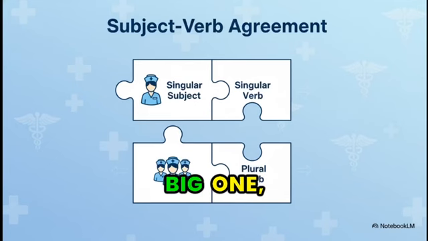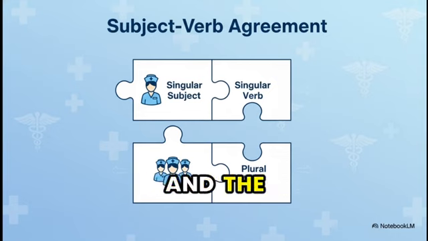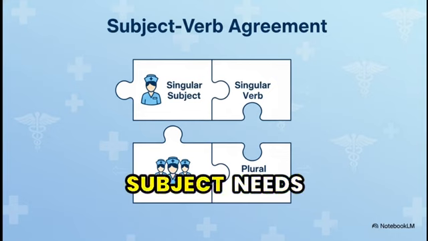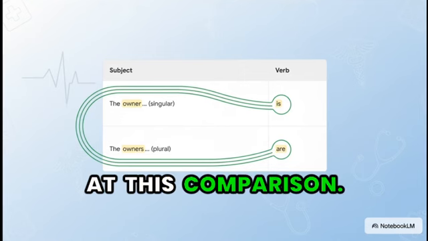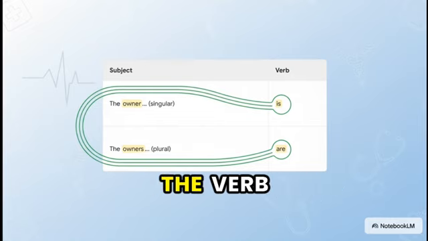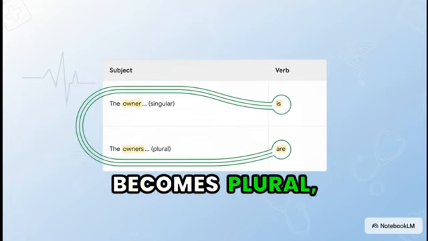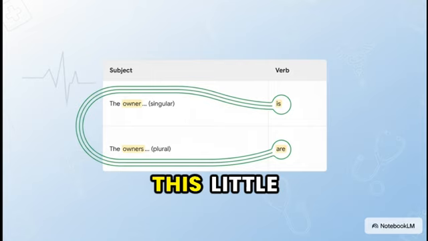But, and this is a big one, there is one absolutely crucial rule you have to remember. The subject and the verb must agree. A singular subject needs a singular verb, and a plural subject needs a plural verb. They have to match. Just look at this comparison. It makes it so clear. When the subject is singular, the owner, the verb is singular, is. But when that subject becomes plural, the owners, the verb has to become plural too, are. This little detail is so key to sounding fluent and making sure you're understood correctly.